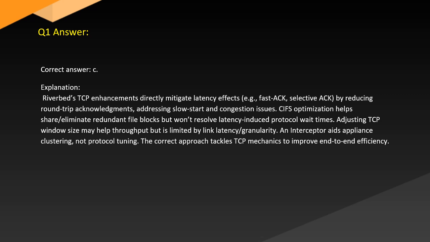CIFS optimization helps eliminate redundant file blocks, but won't resolve latency-induced protocol wait times. Adjusting TCP window size may help throughput, but is limited by link latency granularity. An interceptor aids appliance clustering, not protocol tuning. The correct approach tackles TCP mechanics to improve end-to-end efficiency.